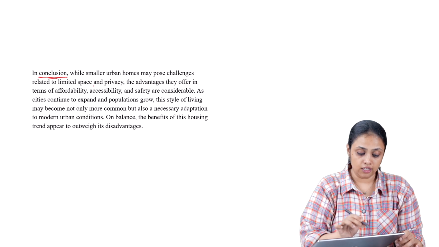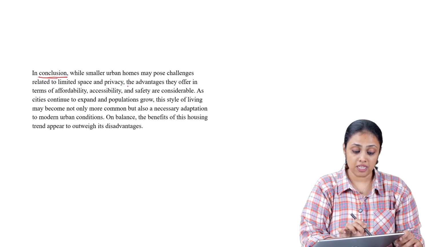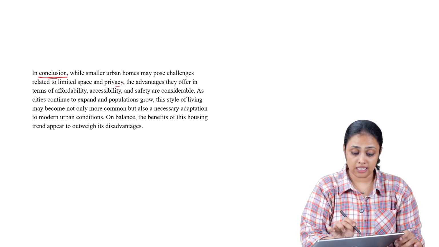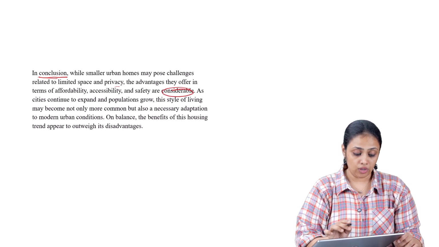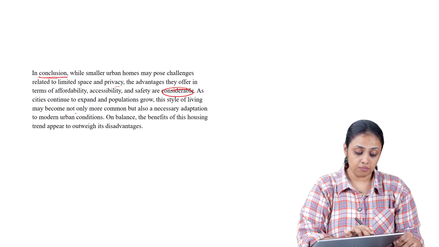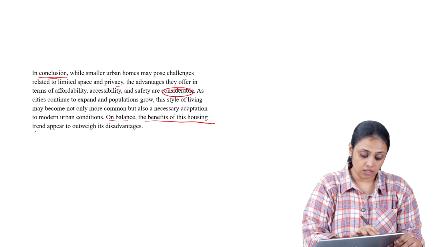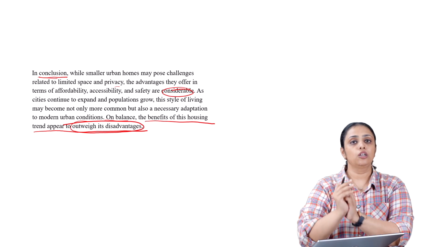How can it be written in the conclusion? "While smaller urban homes may pose challenges related to limited space and privacy, the advantages they offer in terms of affordability, accessibility, and safety are considerable." Again, you are making clear that advantages are more. "As cities continue to expand and populations grow, this style of living may become not only more common but also a necessary adaptation to urban conditions. On balance, the benefits of this housing trend appear to outweigh the disadvantages." You've made your statement or opinion once again clear in the conclusion.